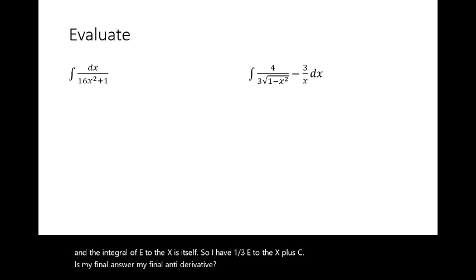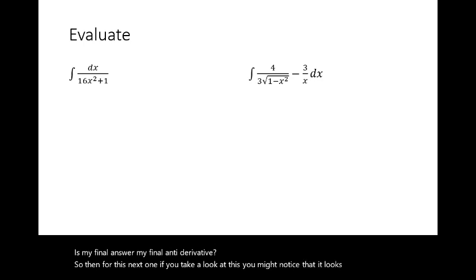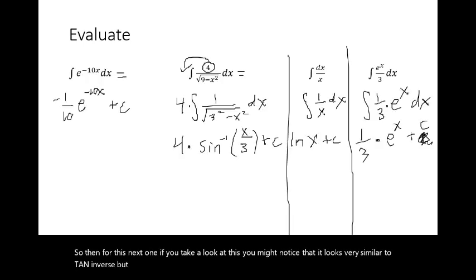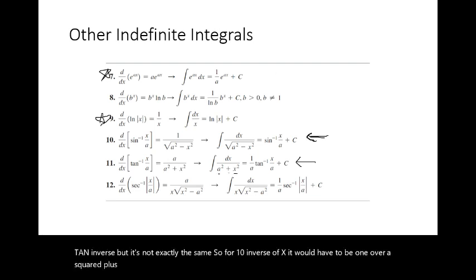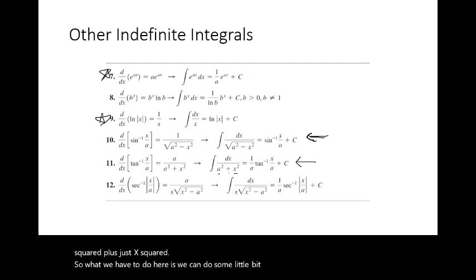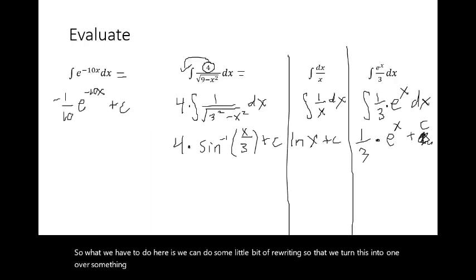So then for this next one, if you take a look at this, you might notice that it looks very similar to tan inverse, but it's not exactly the same. For tan inverse of x, it would have to be 1 over a squared plus just x squared. So what we have to do here is some rewriting so that we turn this into 1 over something squared plus just x squared.